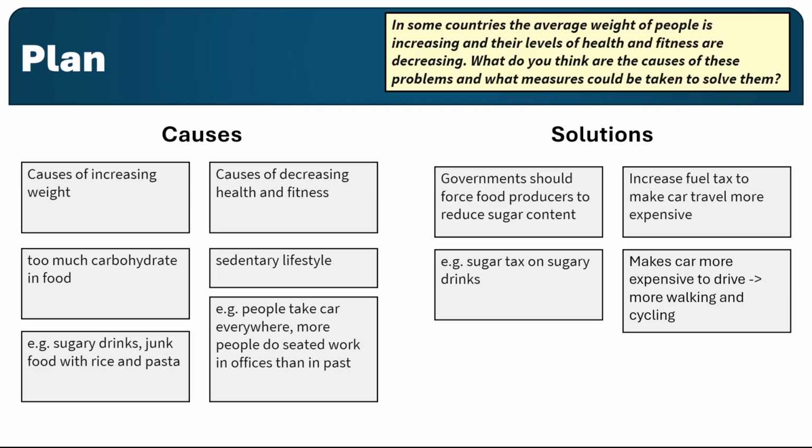You could probably think of 5 causes and 5 solutions, but if you just list those and you don't explain and illustrate those causes and solutions, you get a low band score in IELTS, because you have to explain and illustrate your ideas to get a higher band score. So it's better to just have 2 causes and 2 solutions in an essay like this.